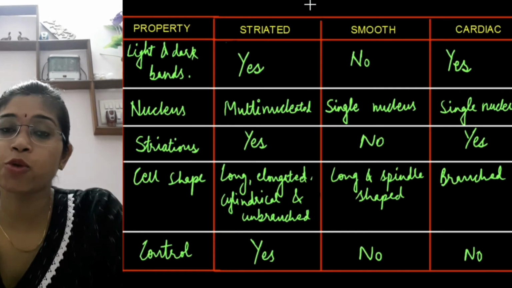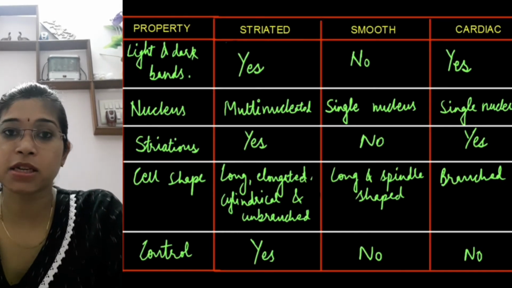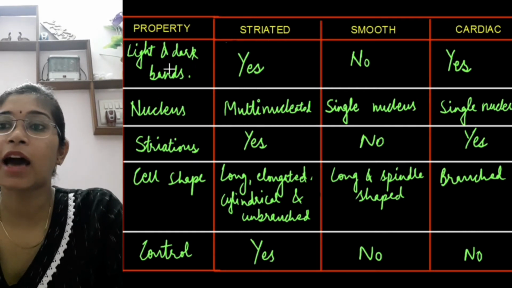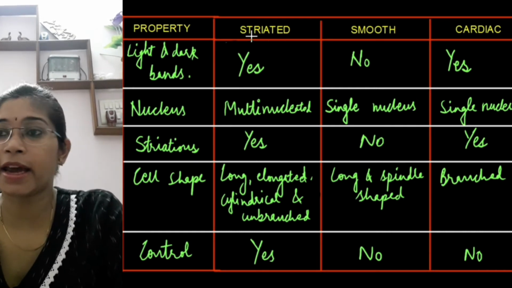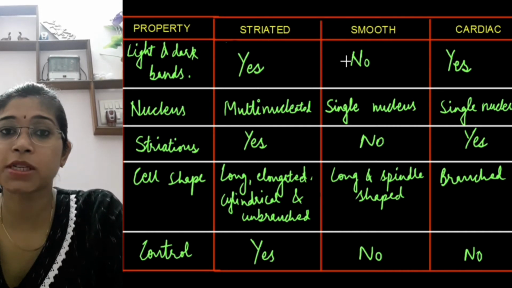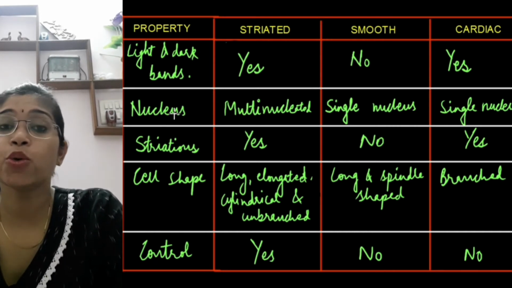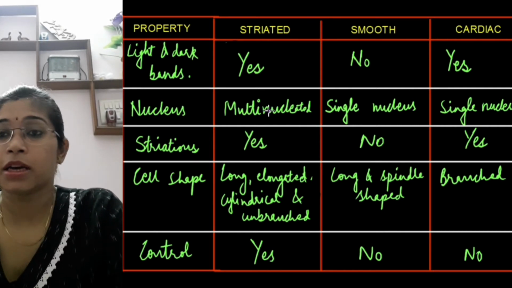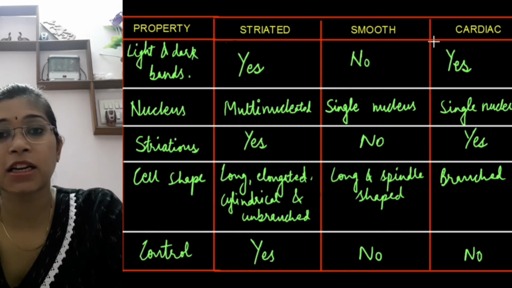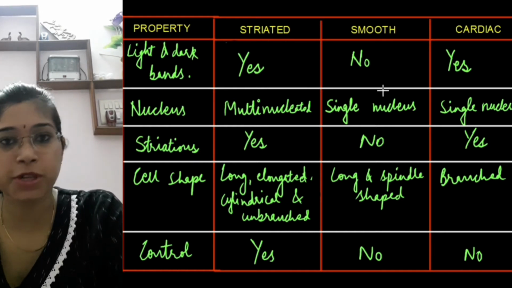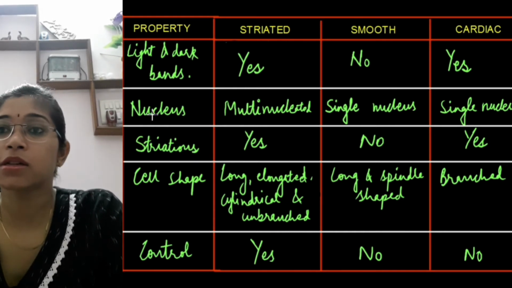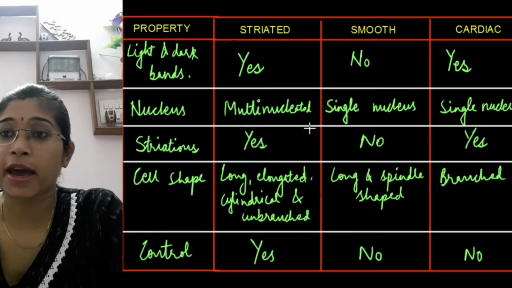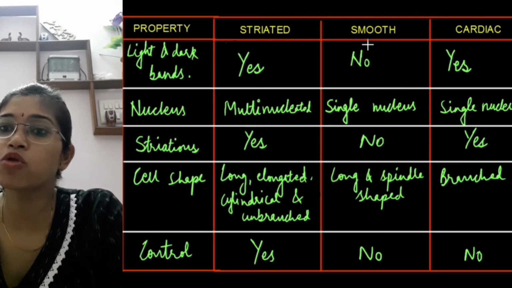Now with the help of this flow chart, we will see the characteristic features of each type of muscle. We see that light and dark bands are present in striated and cardiac muscles but are not present in smooth muscle. Then the nucleus is present in striated muscle as multinucleated. In both of them, smooth and cardiac muscle, uninucleated cells are present. If we see the striations, in striated and cardiac muscles striations are present and striations are absent in smooth muscle.